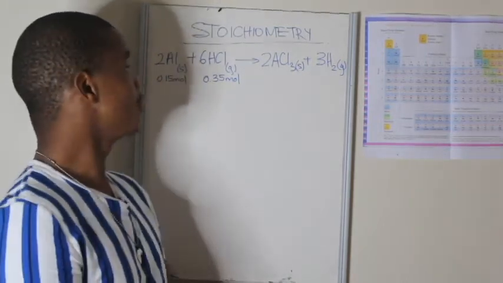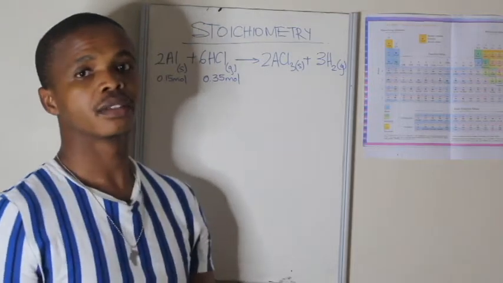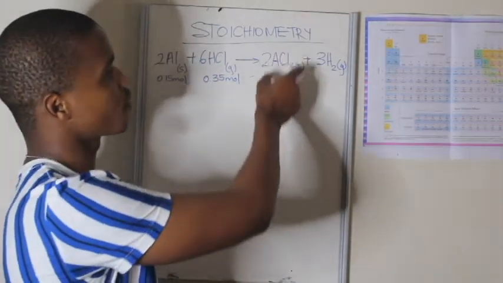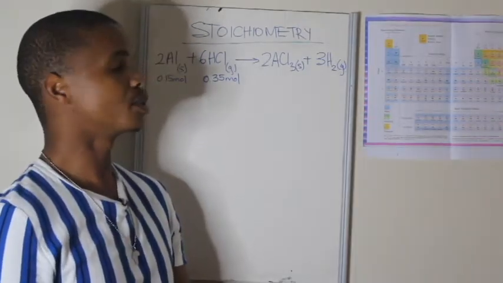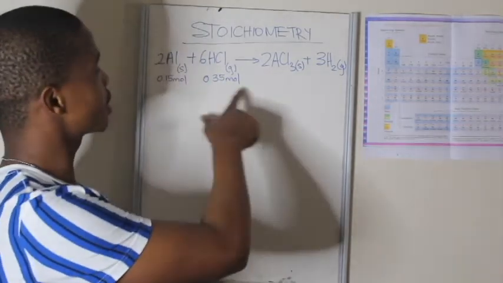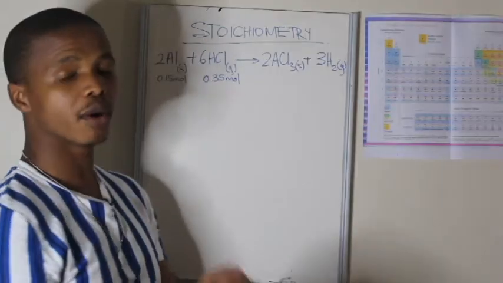So what we can do is, for us to know how much aluminium chloride can be produced, we'll have to relate this to our product.